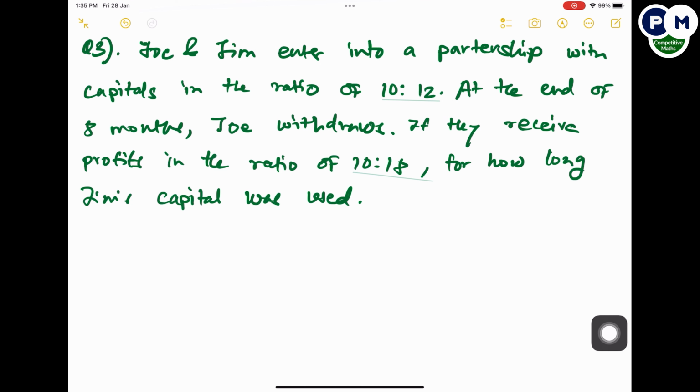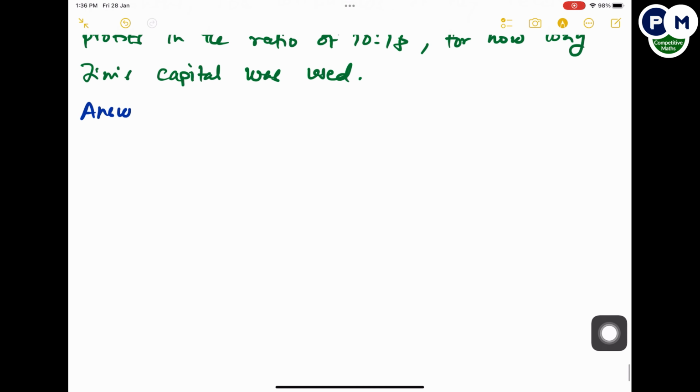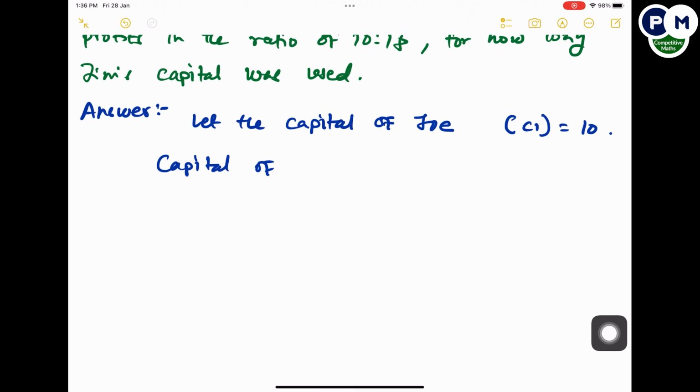Joe and Jim enter into a partnership with capitals in the ratio of 10 to 12. At the end of 8 months, Jim withdraws. If they receive profits in the ratio of 10 to 18, find how long Jim's capital was used.